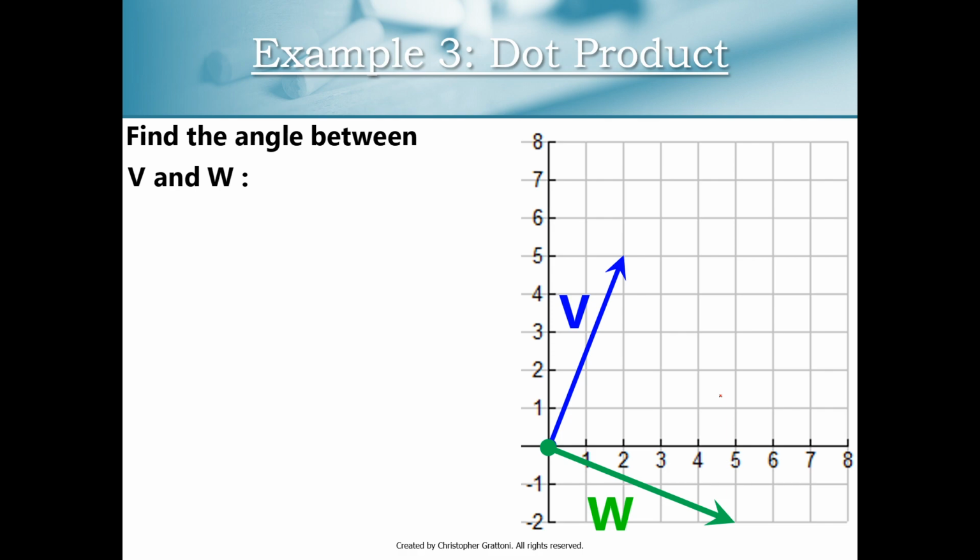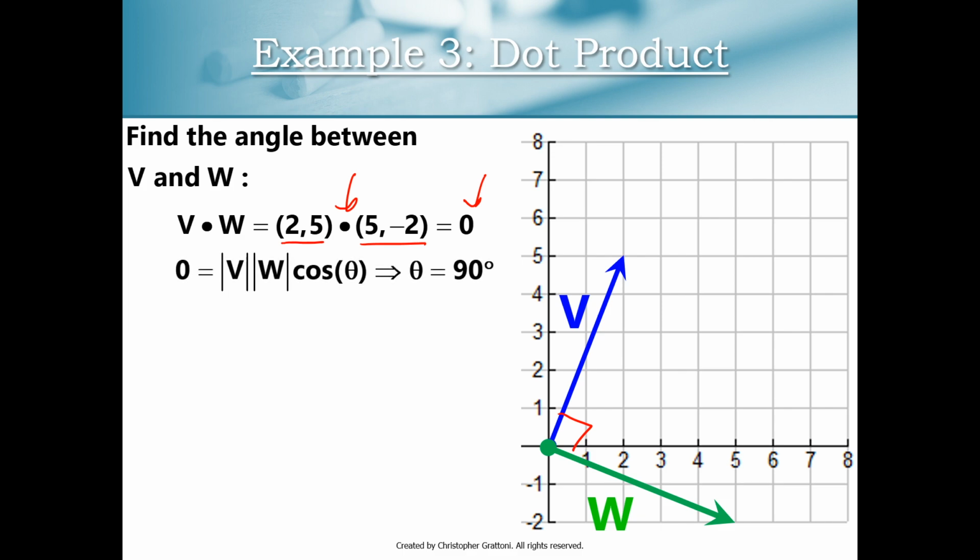So we're going to find the angle between vector v and w right now. You could see, I mean, we can count it out, but vector v is (2, 5) and vector w is (5, -2). If you take the dot product between these two vectors, you get the number 0. Some of you might already know that if the dot product between two vectors is 0, then these two vectors are perpendicular. They meet at a 90-degree angle, but let's use that alternate dot product formula here.